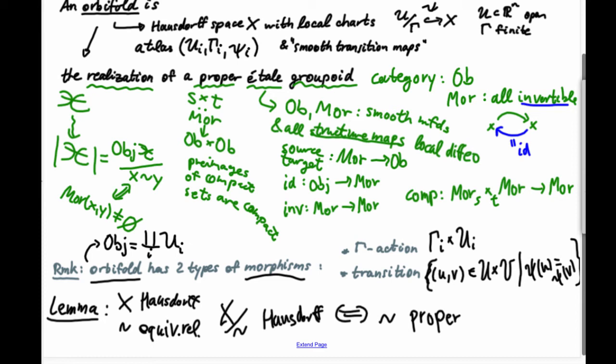So yes, if you construct your groupoid like this, you can check that the realization is in fact the Hausdorff space that you wanted to get. Okay, so that's the big speech.